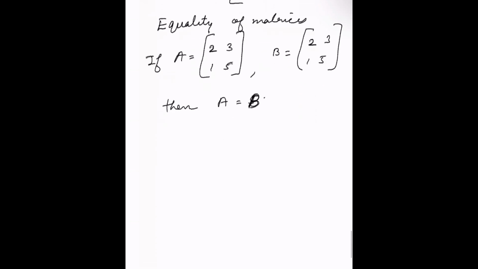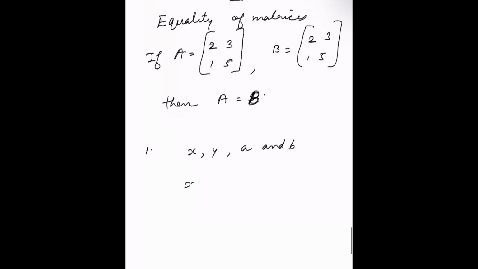Let's do example 1. Question is, find the values of X, Y, A, and B if X minus 2, Y, A by 2, B plus 1 is equal to 0, 3, 1, 5. These kind of questions also you can expect in MCQs.